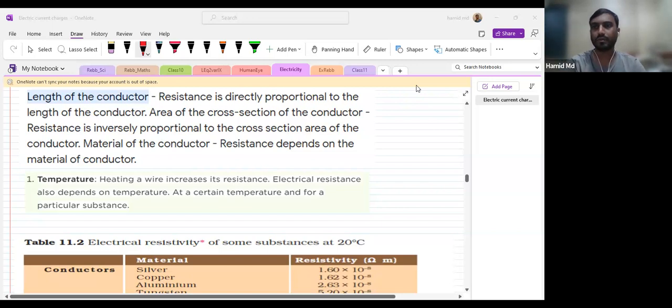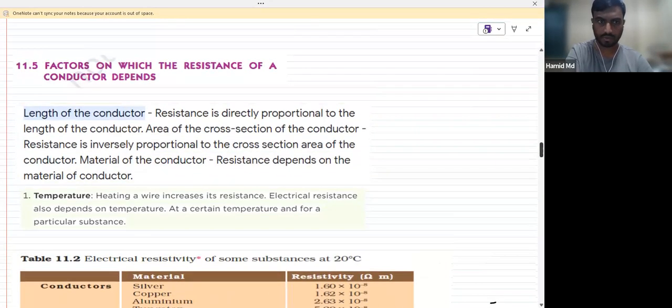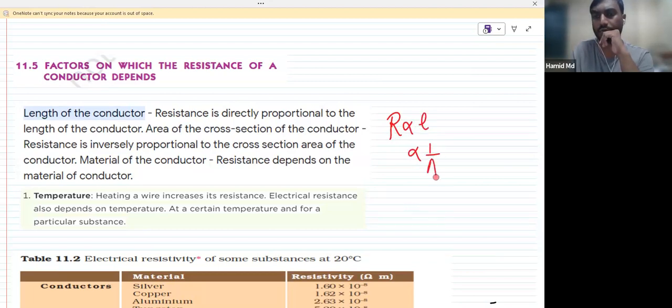Ridwan, what was the statement? How does the resistance depend? I made a statement last day about the dependence of resistance, how it varies. For a given temperature, the resistance of a wire is directly proportional to its length and inversely proportional to the area of cross section.